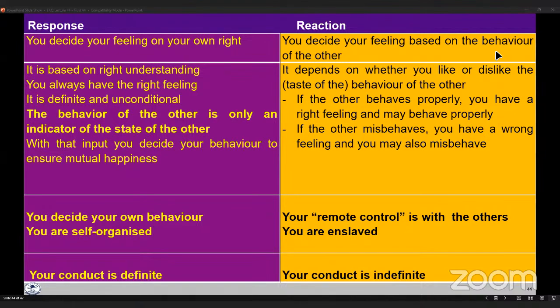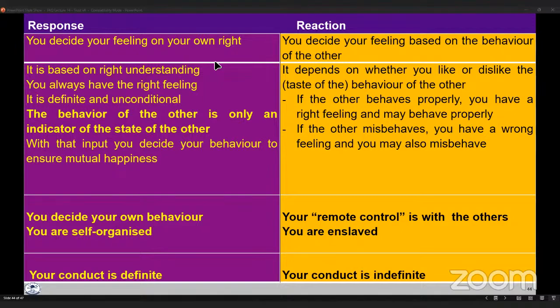So, in response, you decide your own behavior, you are self-organized, your conduct is definite. And when we react, it depends upon whether you like or dislike the behavior of the other person. So the taste that it leaves behind, whether it's of your liking or dislike. At times, we tell our friends, you gave him back very nicely, है ना? You gave him back very nicely with all that reaction. I like that reaction, no?